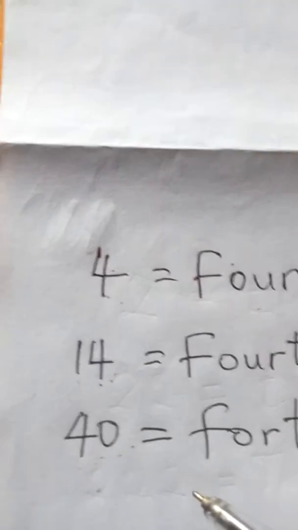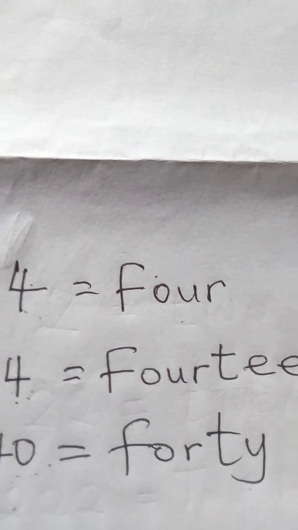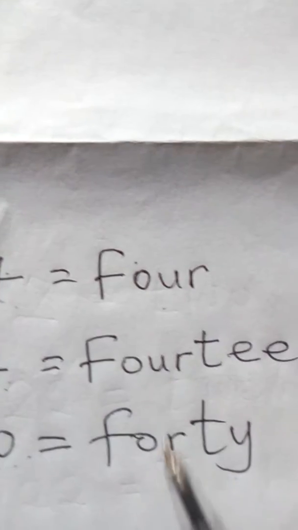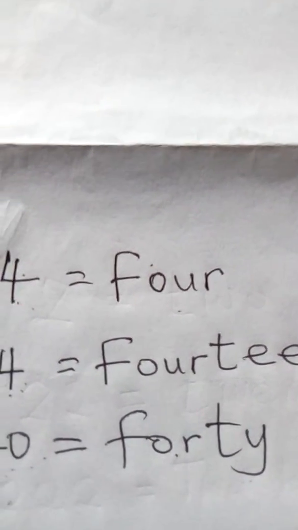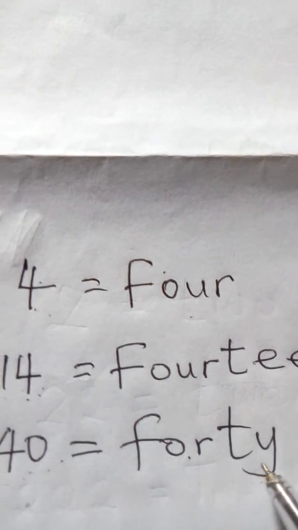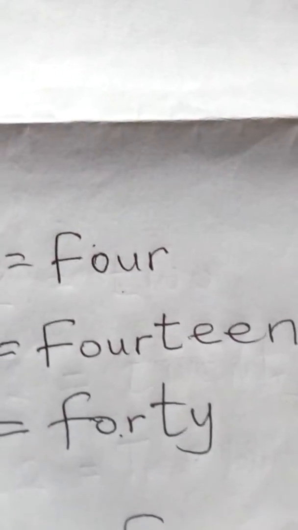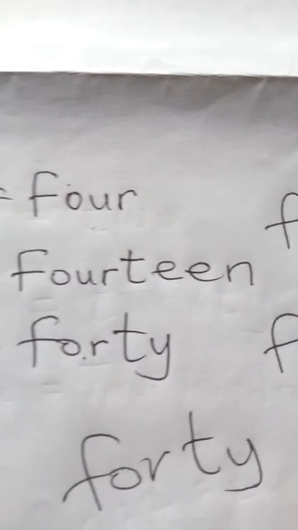So if the child is not well taught in this area, he or she will continue to mix this number up. As you can see now, that is the only problem that usually happens when a child is about to write it. They usually add the u to it, forgetting that 40 does not have anything to do with u. It's like writing 4, then you now put ty. That is how the thing is written.